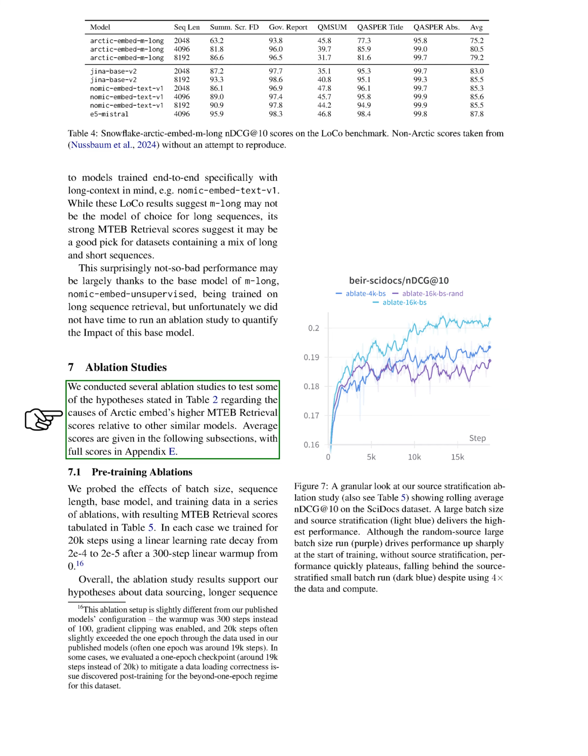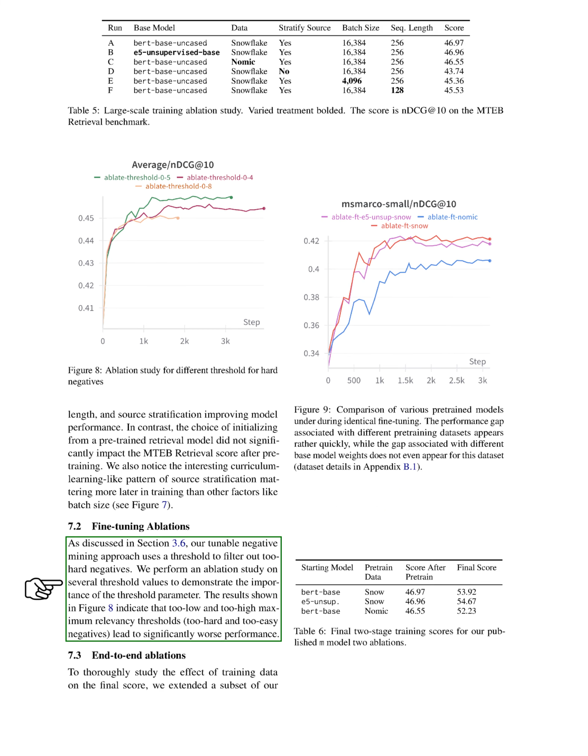We conducted various ablation studies to test hypotheses regarding the factors influencing the higher MTEB retrieval scores of Arctic-Embed compared to similar models. These studies examined the effects of batch size, sequence length, base model, and training data on model performance. The results supported our hypotheses about the impact of data sourcing, longer sequence length, and source stratification on model performance. Additionally, we observed that source stratification became more crucial later in training compared to factors like batch size.